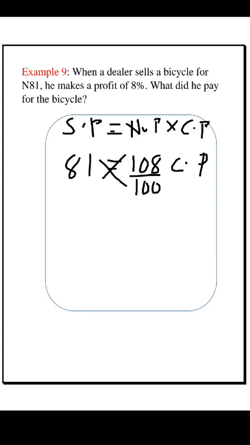Let's punch the calculator for that. 81 multiplied by 100 divided by 108. So we have 75. So the person paid 75 naira. What did he pay for the bicycle? He bought it, the cost price is 75 naira.